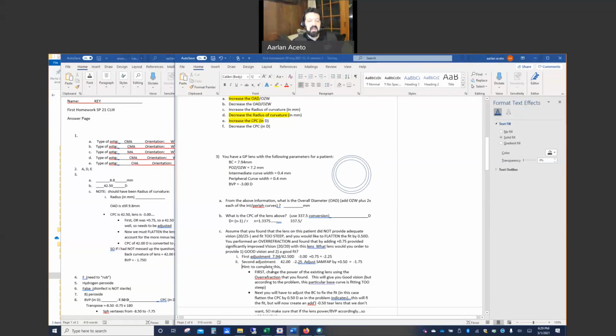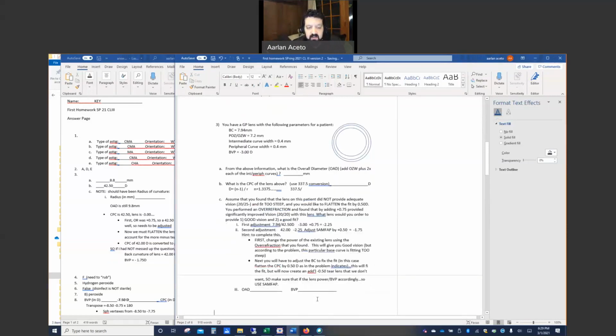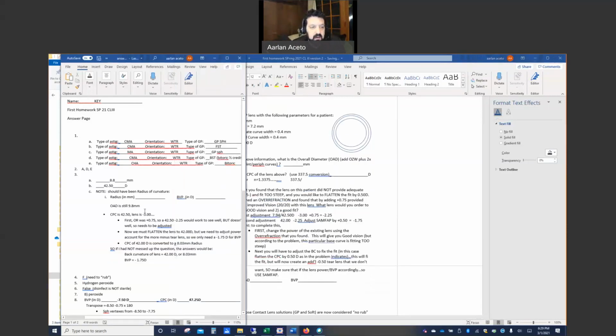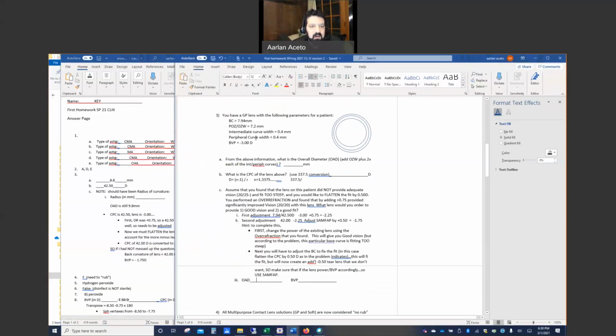And here, if you notice, I gave you all the steps. First, change the power of the existing lens using over-refraction, which we did. Then adjust the base curve, but then change it again using SAM-FAP. So the overall diameter, and this one I sort of messed up a little bit because I asked for, if you see, I asked for overall diameter. If you were very careful, you knew what I was looking for. This would have been 8.8 again, but I didn't want the overall diameter.